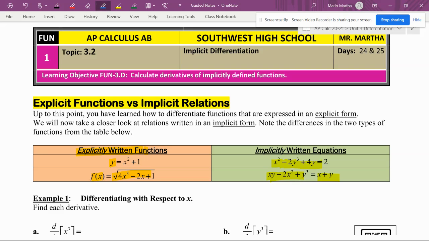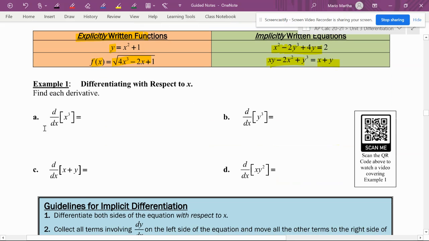So let's look at how we take the derivative of these. Example 1, differentiating with respect to x. Find each derivative. For part A, we have the derivative of x cubed with respect to x. Applying the power rule, the derivative of this is just 3 times x squared.